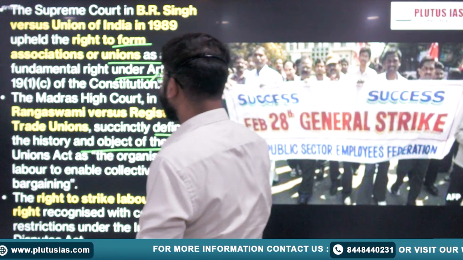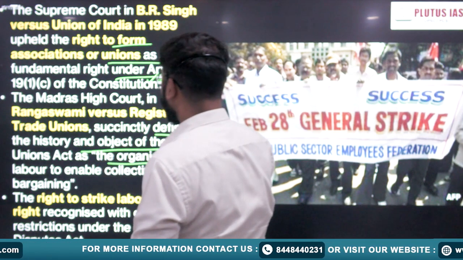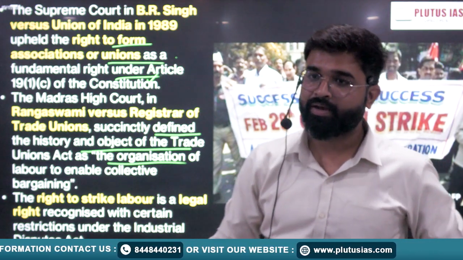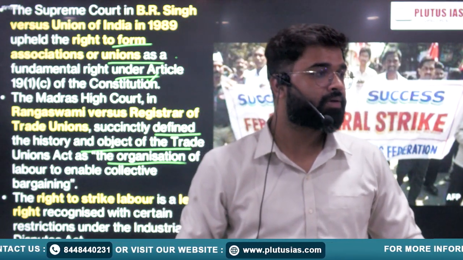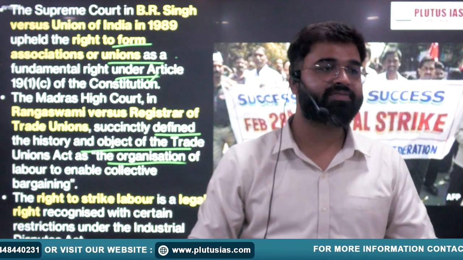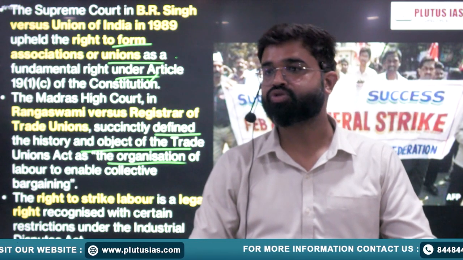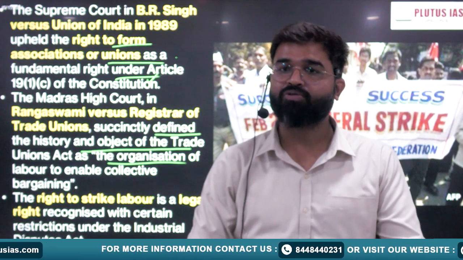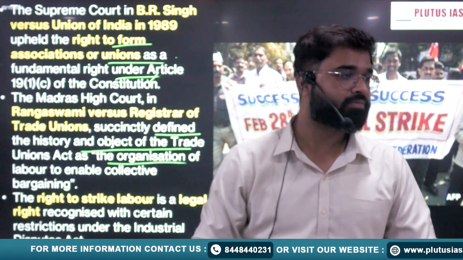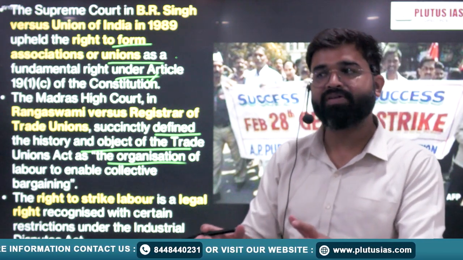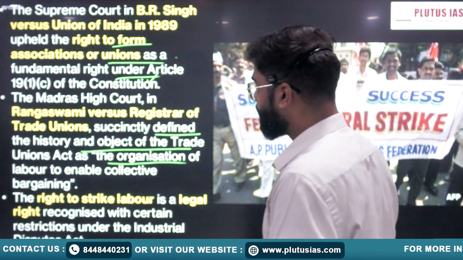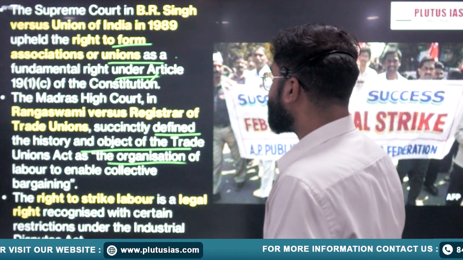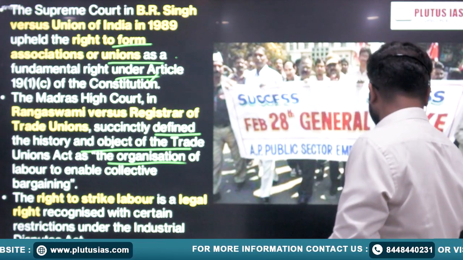Then Madras High Court in Ramaswamy versus Registrar of Trade Union succinctly defined the history and object of the Trade Union Act, the organization of labor to enable collective bargaining. Collective bargaining means they will bargain with respect to their salary, working condition, social security such as pension, housing facility, working hours, etc. So a collective bargain ka tool hai ek strike karna. Right to strike of labor is a legal right recognized within the certain, ye humne dekh liya hai.